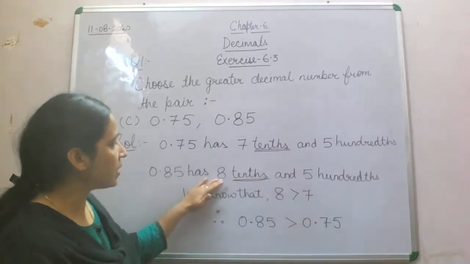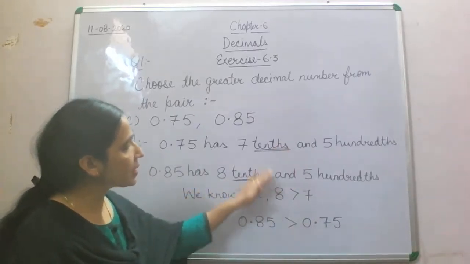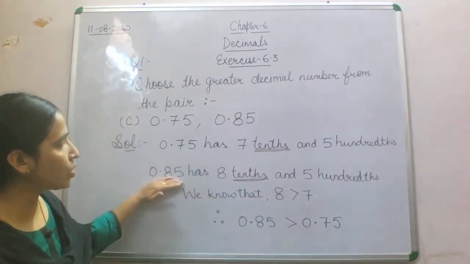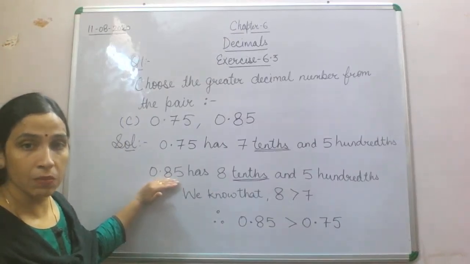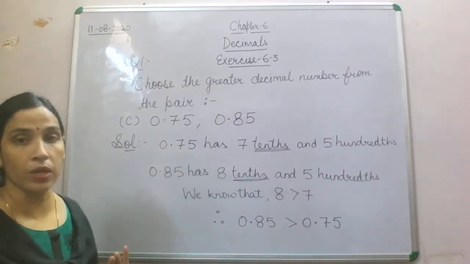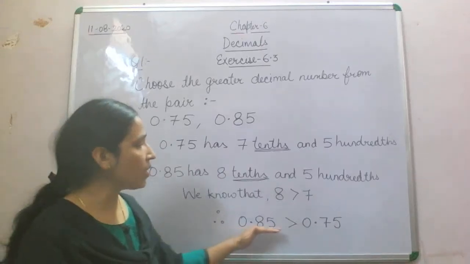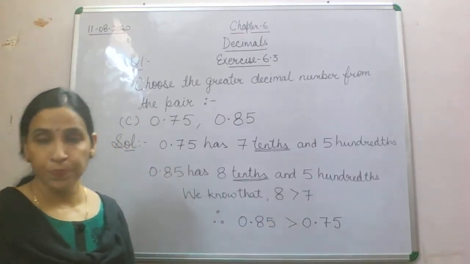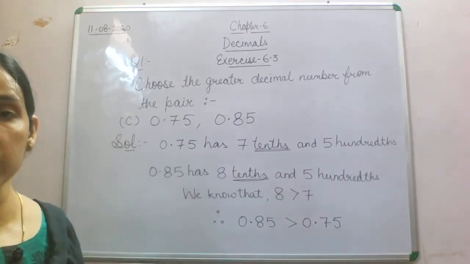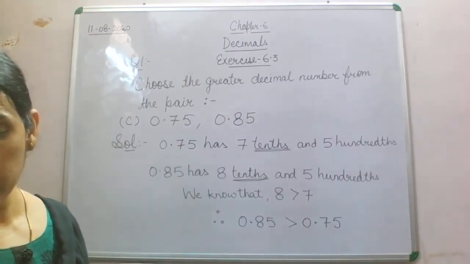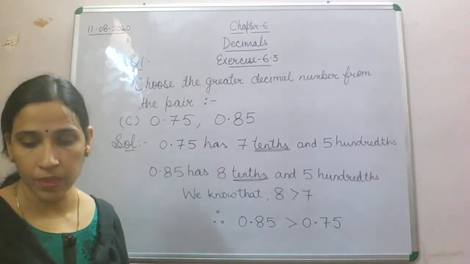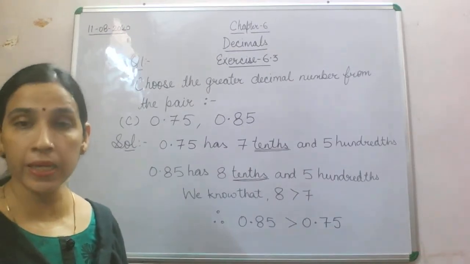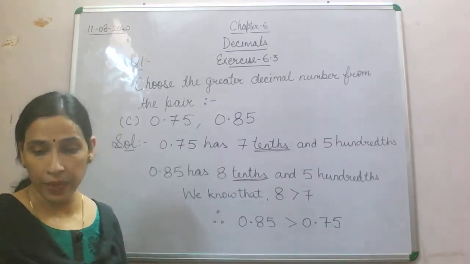Fine. So here we can see that 8 is greater than 7. It means the decimal number which has 8 tenths is bigger than the other one. So here 0.85 will be greater than 0.75. So we have done the comparison of this C part also, in which we have the same whole number but different decimal places.